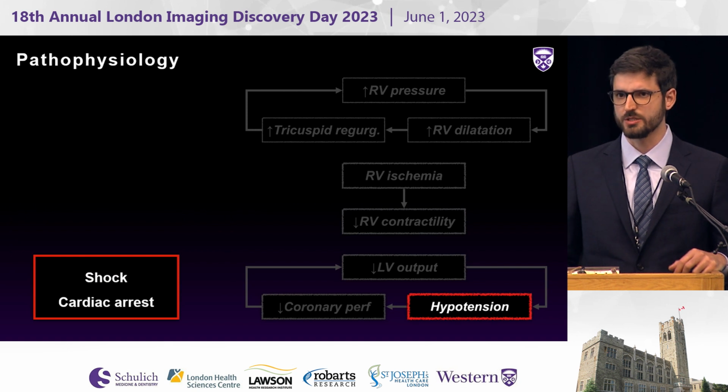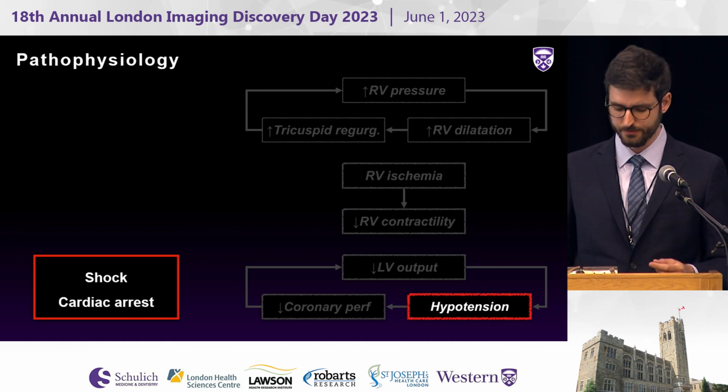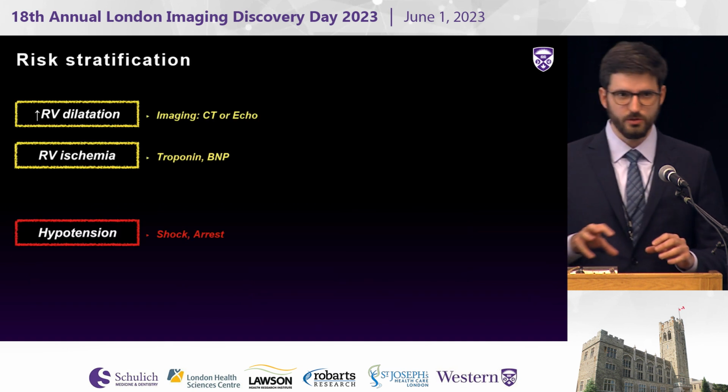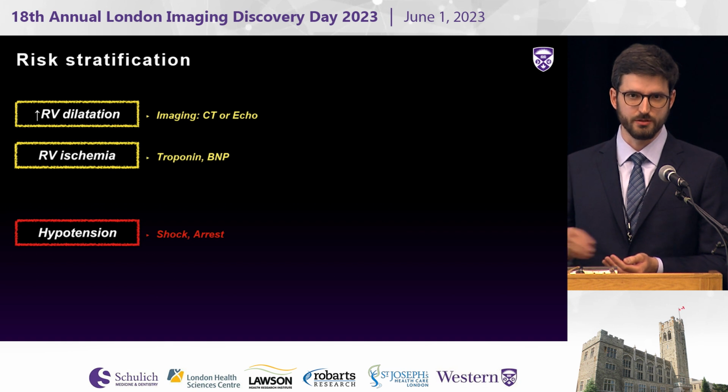And if you have hypotension, well, that patient will show signs of shock or even cardiac arrest. So exactly these 3 features are what we use to stratify the risk of this patient. The more severe they get, the higher the chance of them dying.